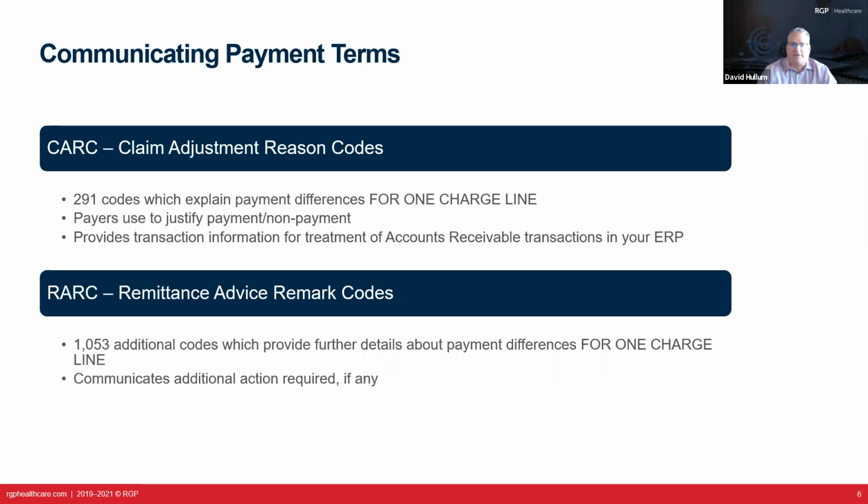RAR codes are just a further dive into that. They're just a more refined communication process that provides additional information with further details about payment differences for each charge line. They communicate additional information as required, if any, okay? Next slide, please, sir.